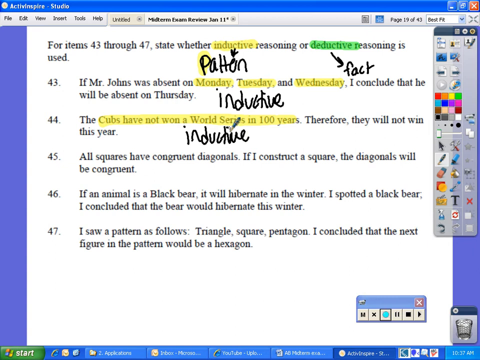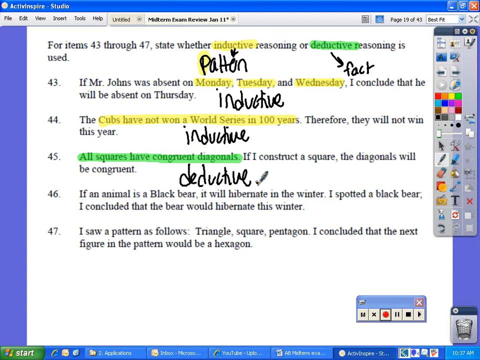All right, all squares have congruent diagonals. I'm sure that when you learned about the properties of squares, we covered this. All squares have congruent diagonals is a fact. It's a property that a square has, not up for debate. So that is deductive, based on a fact.